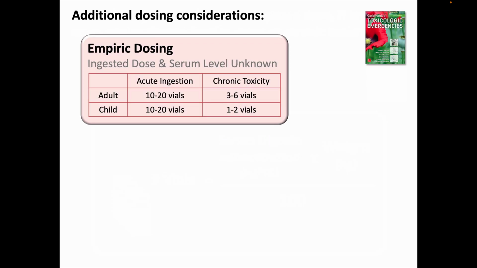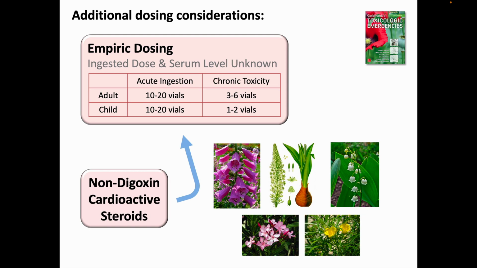Some additional dosing considerations. There may be cases where the acute ingested dose is not known, or cases where we know or highly suspect the patient has digoxin toxicity, but we don't have a serum level yet. In cases of empiric dosing, it's recommended to give 10 to 20 vials for acute toxicity, and lower doses, as shown here, for chronic toxicity, depending on the size of the patient. And if there's a case of non-digoxin cardioactive steroid toxicity, it's almost definitely going to be from an acute ingestion, so you just give the same empiric dose as for acute digoxin toxicity.